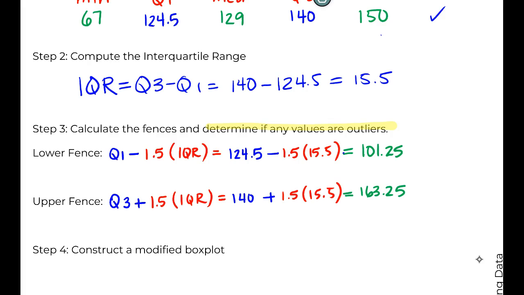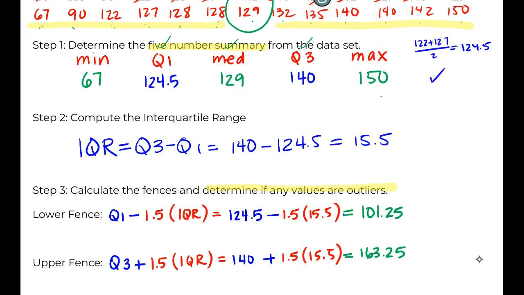I like to visualize this on my data. So what I would do is if I have the whole data set or if I have the 5-number summary, I'm going to come in here and I'm going to draw in my fences. Ooh, I lost something. I lost 127. And by drawing my fences, I mean at 101 is right here between 90 and 122. Or on our 5-number summary, for those of us who didn't reorder this data by hand, between 67 and 124. Whereas 163, well, that's somewhere above 150, right? So what should happen is that all of our data should fall between these fences that we made.